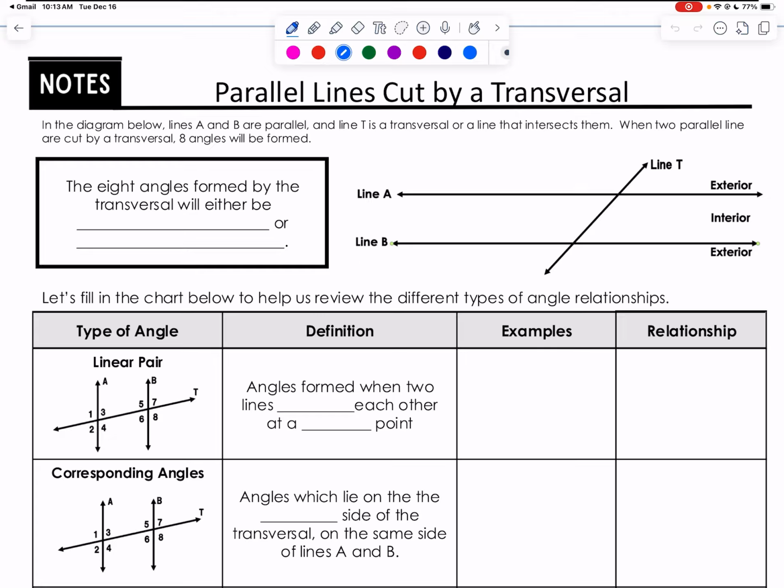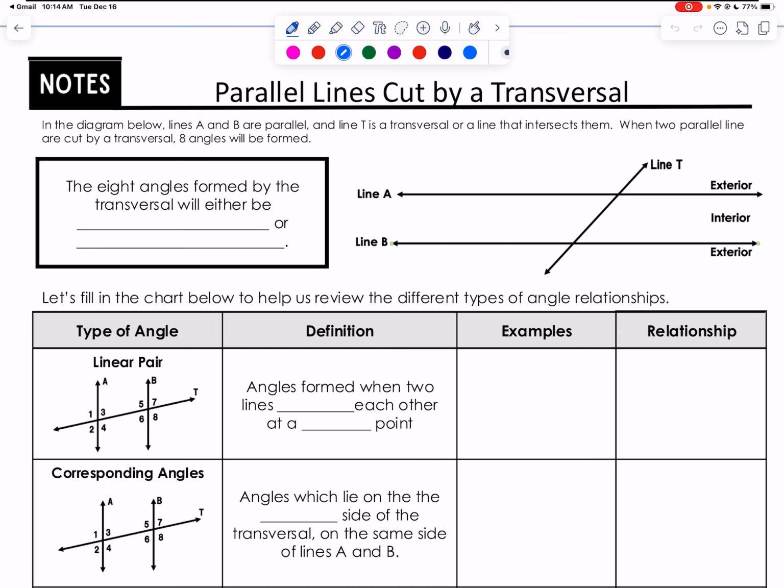Today we will be exploring the angle pairs formed when two parallel lines are cut by a transversal. Before we do, let's look at an example. In the diagram below, lines A and B are parallel, and line T is a transversal, or a line that intersects them. When two parallel lines are cut by a transversal, 8 angles will be formed.